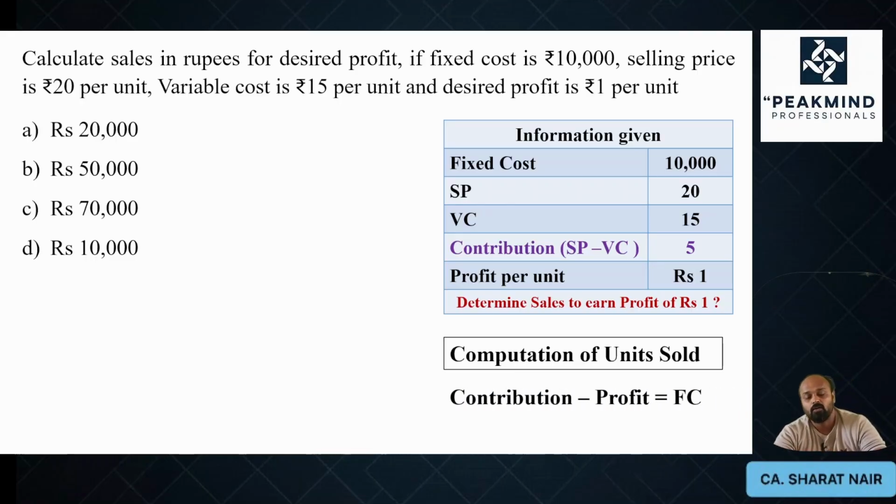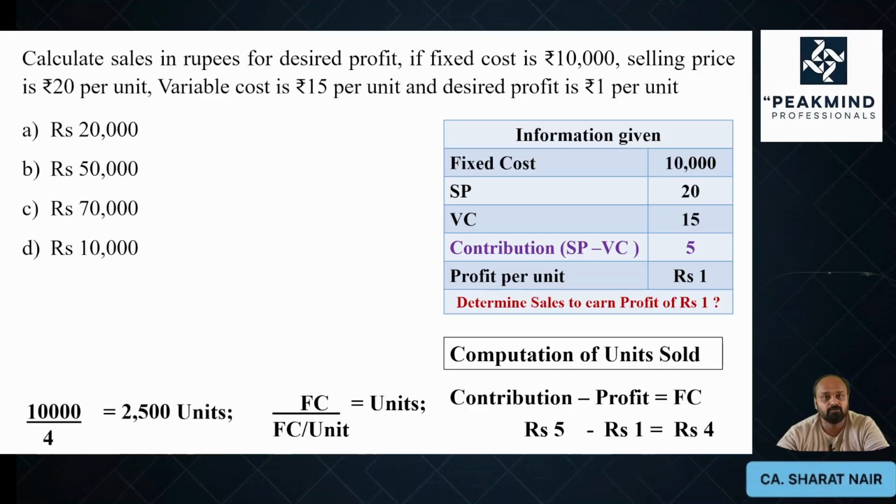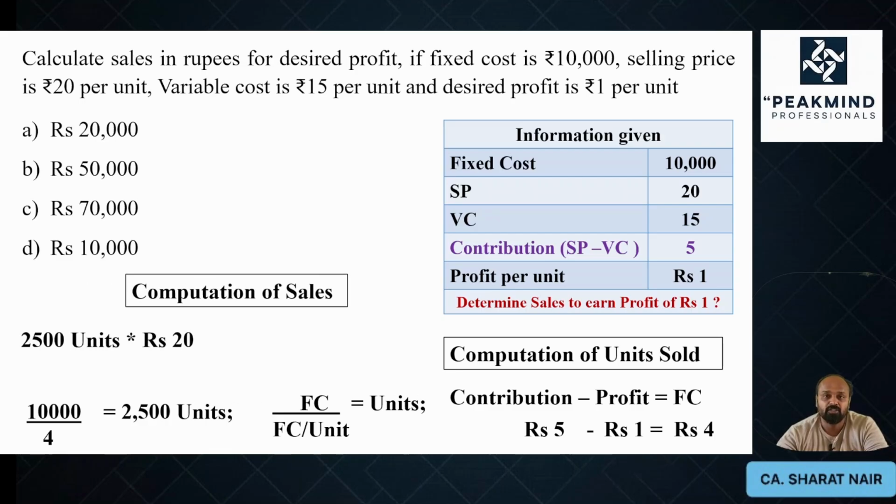We also know that contribution is equal to fixed cost plus profit. So another way to write it is contribution minus profit is equal to fixed cost. If it is so, then I can write rupees 5 minus rupees 1 is equal to rupees 4. Now, once I find out my fixed cost per unit is rupees 4, the total fixed cost is given, which is 10,000. So dividing by fixed cost per unit allows me to calculate number of units. So 10,000 divided by 4 gives me 2,500 units. Now 2,500 units into rupees 20 selling price allows me to get the sales value. So your answer is rupees 50,000, which is option number B.